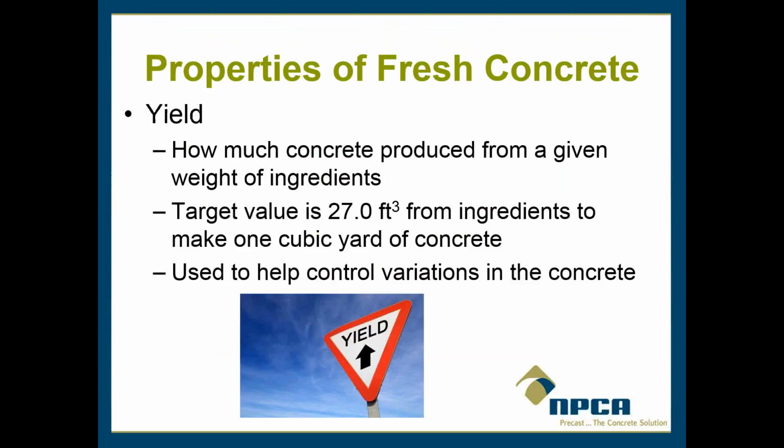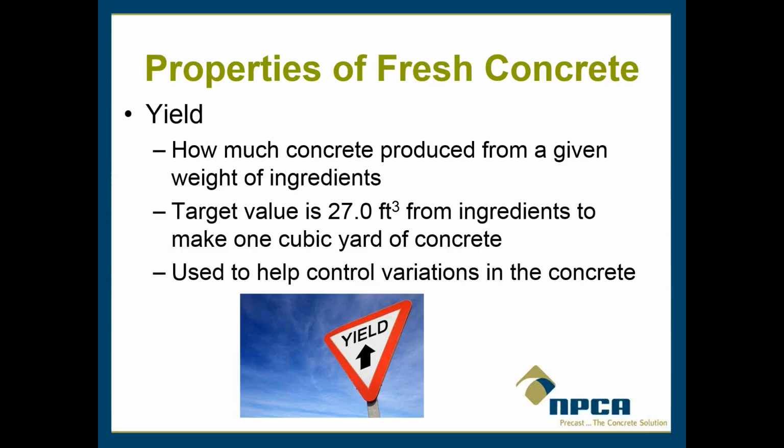Okay, so the yield is the volume of concrete that is actually produced in a batch. So if your mix design uses 27 cubic feet of ingredients, our goal is to actually get 27 cubic feet of concrete out. 27 cubic feet is equal to 1 cubic yard, so that conversion might be useful to know.